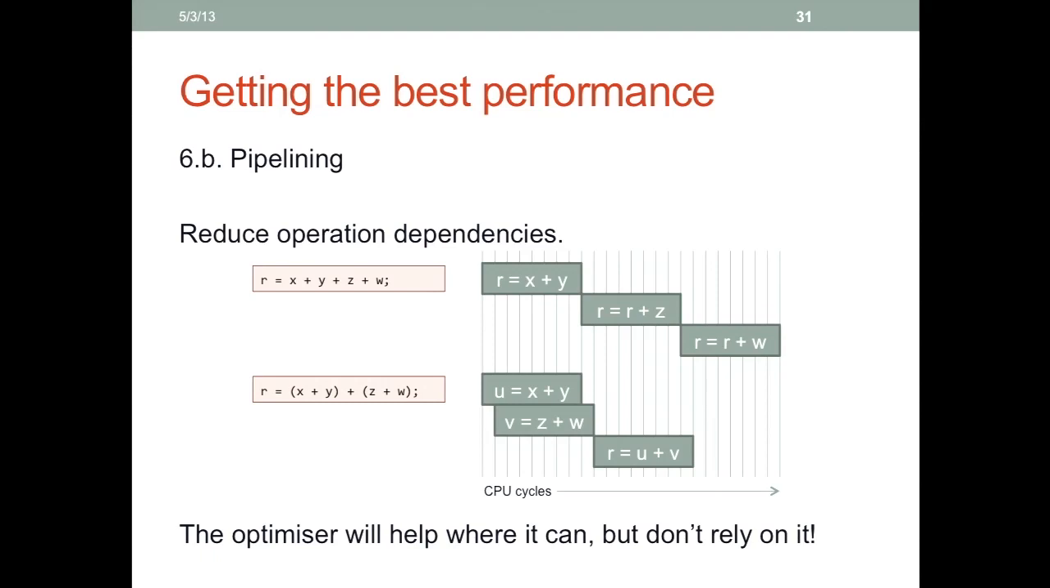The CPU can usually issue 2 or more opcodes per cycle, but it's not doing anything here. It's really just waiting for the previous opcode to complete before it can issue the next one. This is really trivial. If you simply put brackets around here, then we can kick off x plus y and z plus w effectively in parallel, and then add them together, and we've gained big.